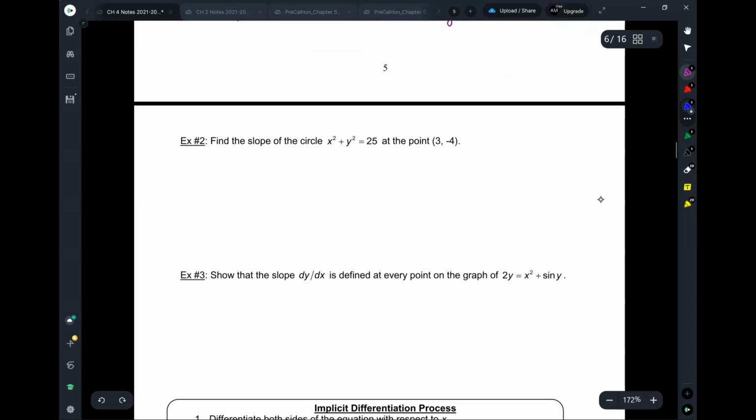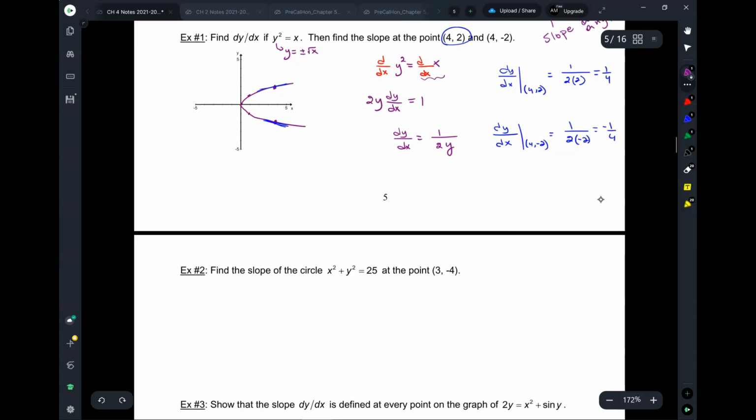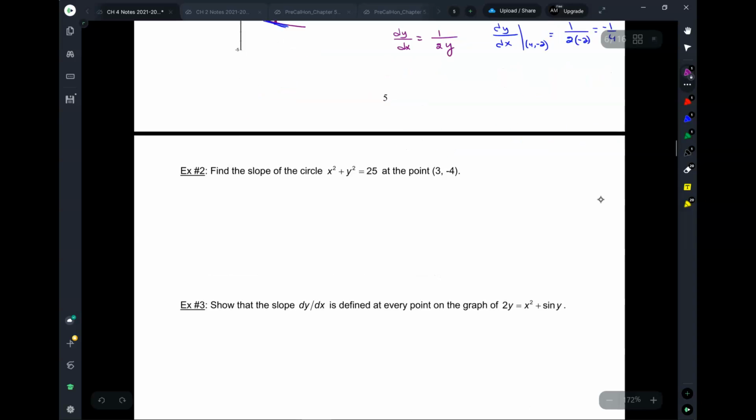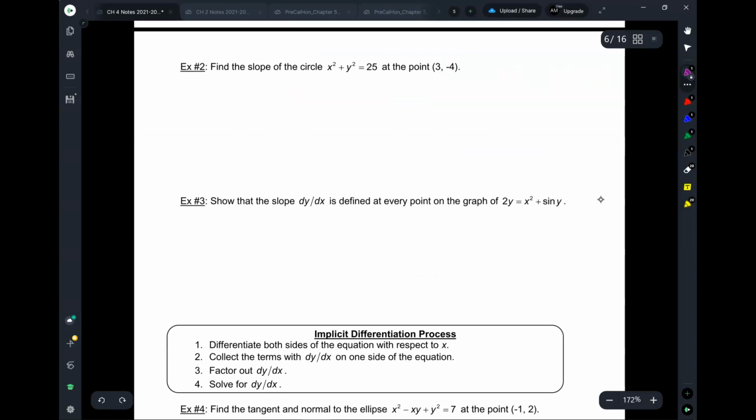Okay, so here we go. Another one. This is a very, very common problem for implicit differentiation. It'll show up all the time on your assessments, right? Like the circle. So let's go. We have to find the derivative of this on both sides. So what we're going to do is d dx of x squared plus y squared, equal to d dx of 25.